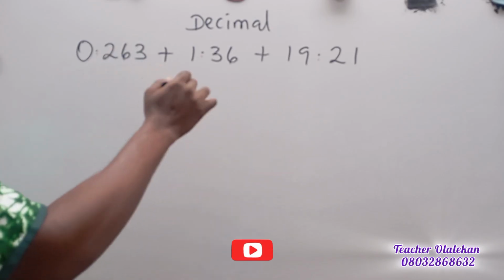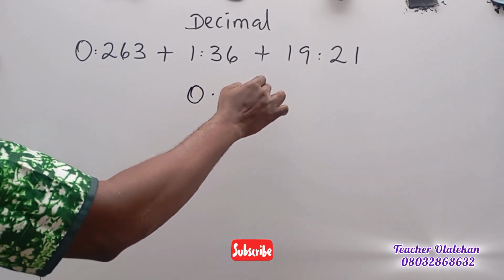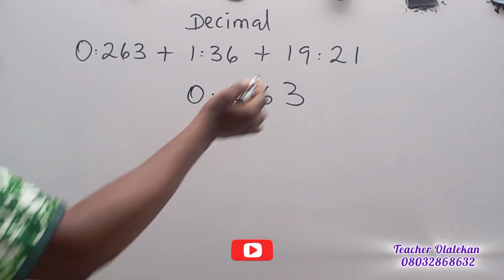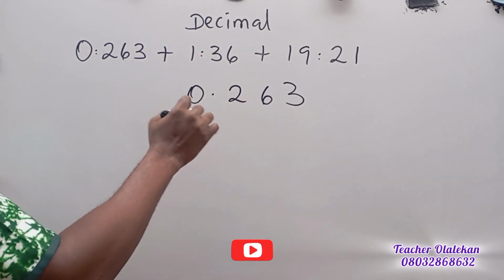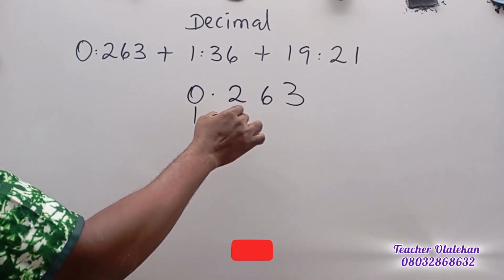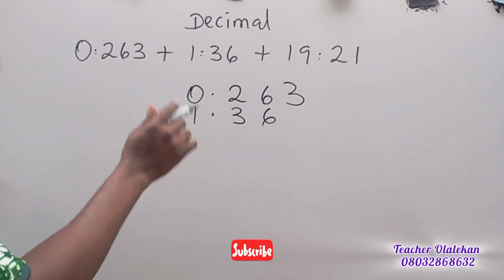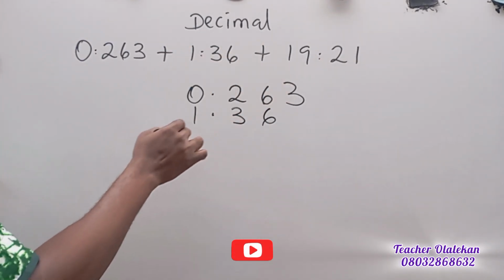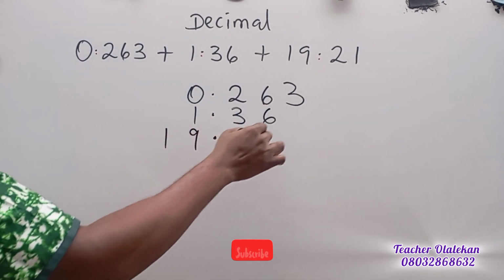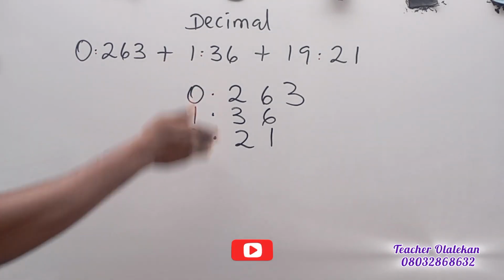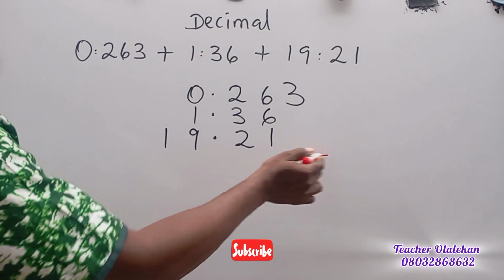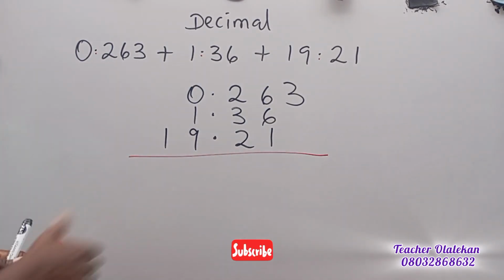So the first figure we have here is 0.263. So we do not need to, actually 19 is bigger than all of them, so we don't need to write it first anyway. So then we have 1.36. Do not forget place value. And 19.21. So you will see that your decimal points must be aligned at the center, just the way I did. So your decimal point must be straight at the center, and you can fill empty spaces with 0.